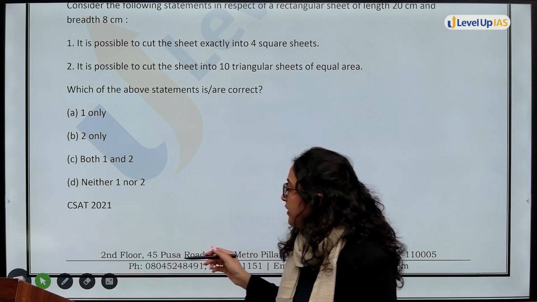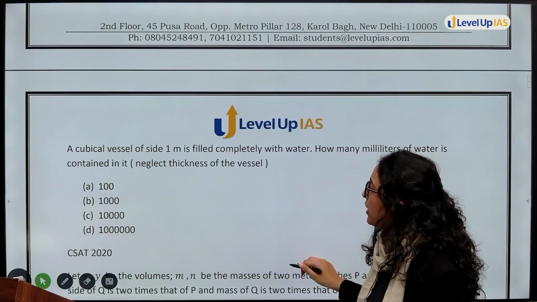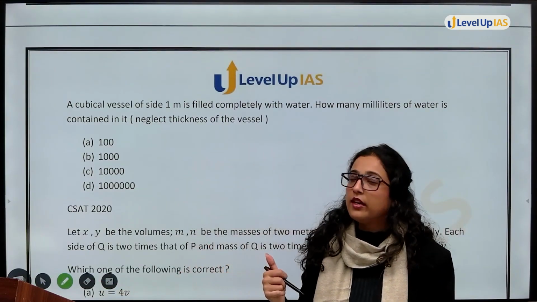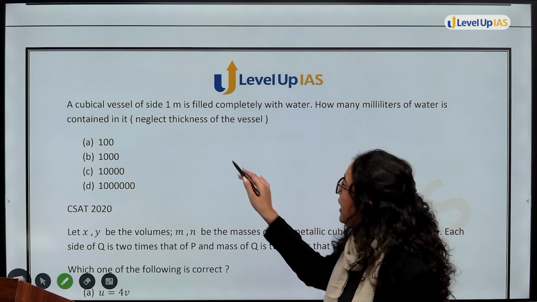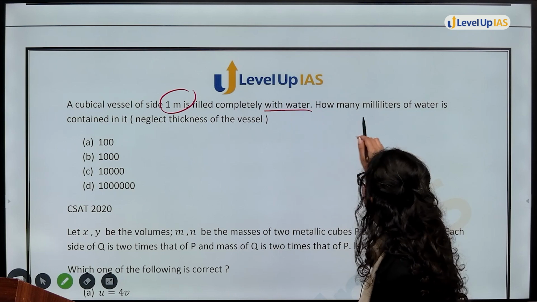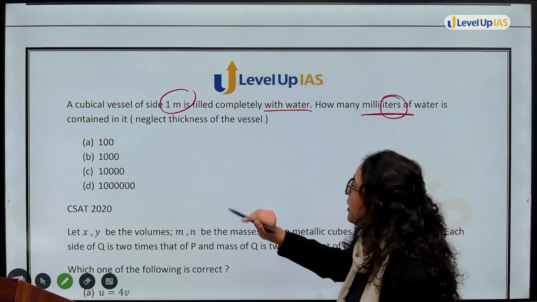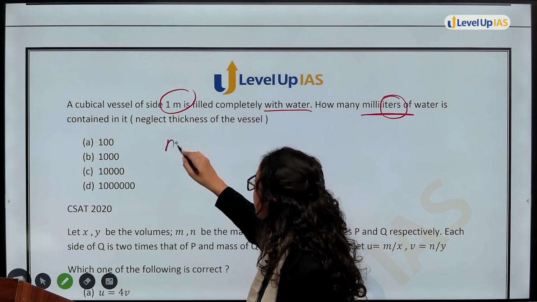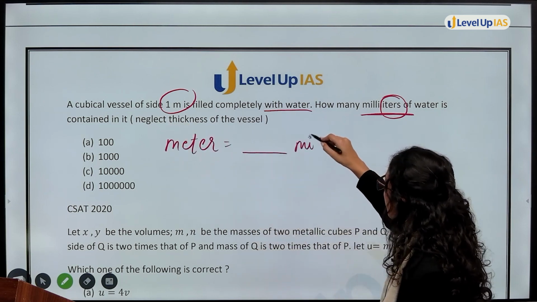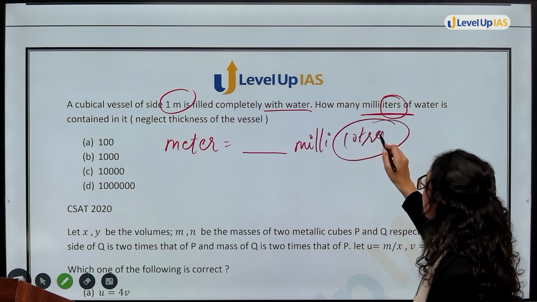Moving on to CSAT 2021. Again, one question was there. So see, we discussed this just now, and the same kind of question is here. A cubical vessel of side 1 meter is filled completely with water. How many milliliters of water is contained? So the vessel given to you, what unit is the side in? In meters. But the question is how many milliliters? So what is the question?